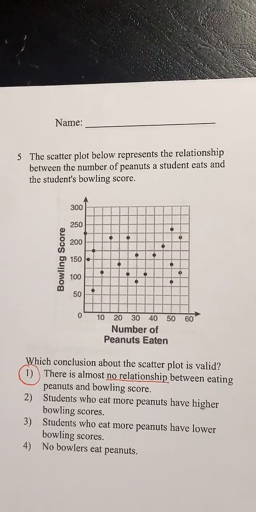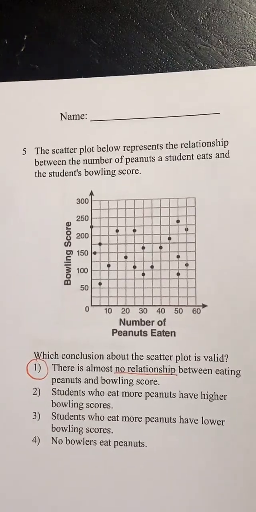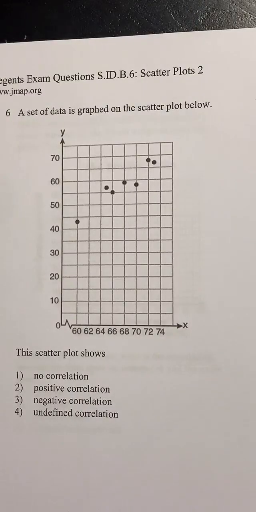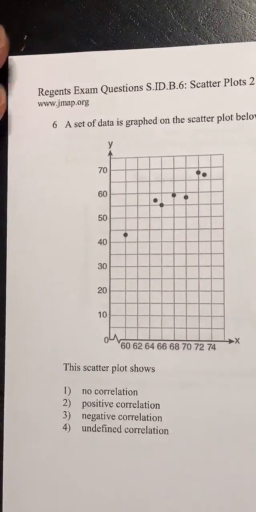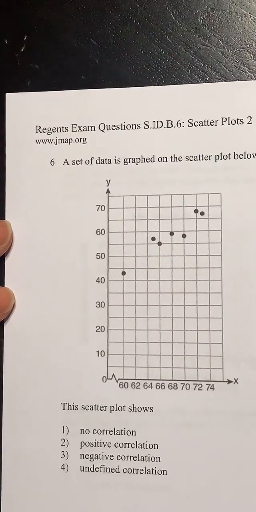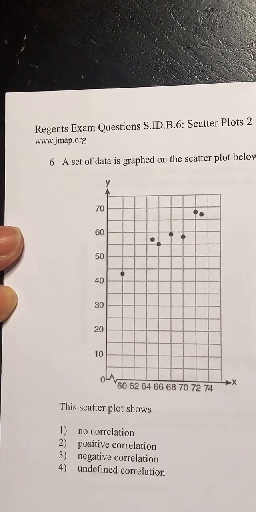So I'm hoping that you guys are feeling confident, not just with scatter plots, but also when it comes to problems like these. All right. Scatter plot showing what kind of correlation. Is it 1, 2, 3, or 4? Is it no correlation, positive correlation, negative correlation, or undefined correlation?